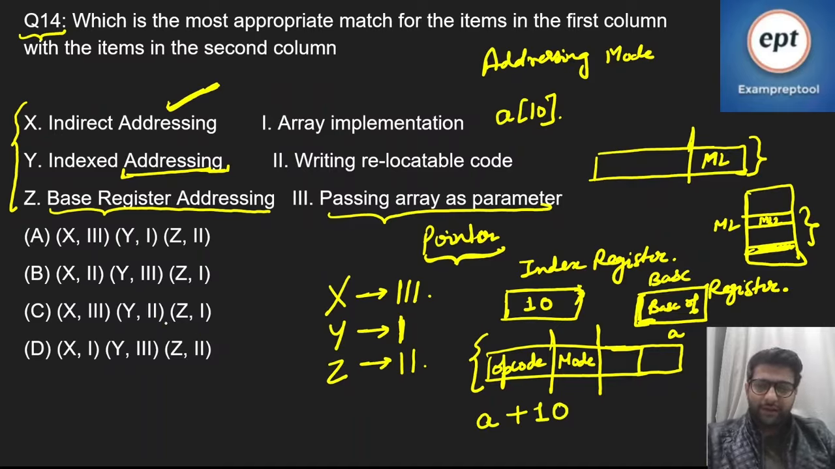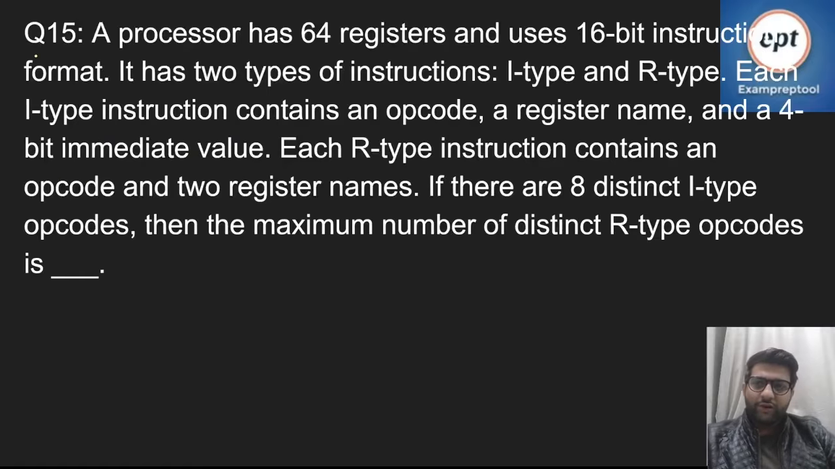So the answer will be X3 Y1 Z2. So that will be option A, right? I got a little confused here about whether it supported this, but this does not support it, as I've already explained in one of the previous questions. So let's move to question number 15.